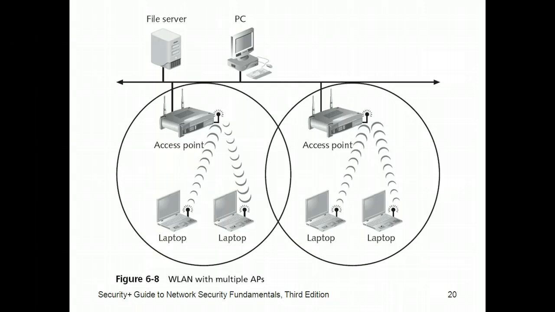Also, range is another factor of having multiple access points. If you have multiple buildings like we do on campus, you're going to have multiple access points. Even though they might have the same SSID, you have multiple access points throughout campus just because that one access point only goes so far in the range.